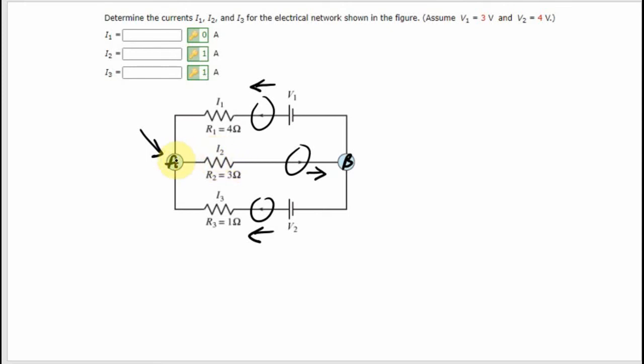Now you don't have to do it for A and B. Just do it for one of them. If you do it for B, you get the same equivalent. So again, what's going in is I sub 1 plus I sub 3. And that's going to be equal to what's going out. So remember, you go back to that traffic flow problem, right?